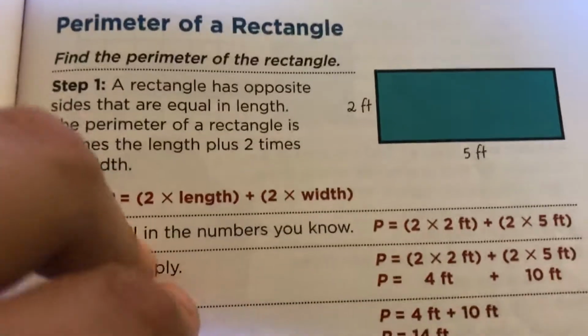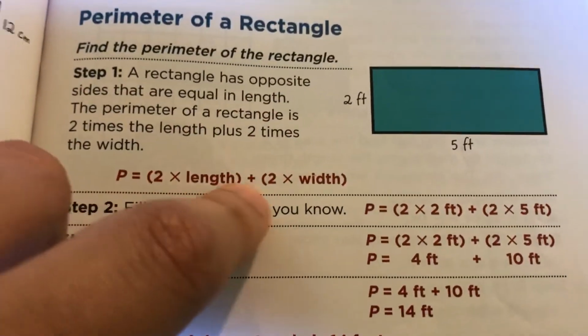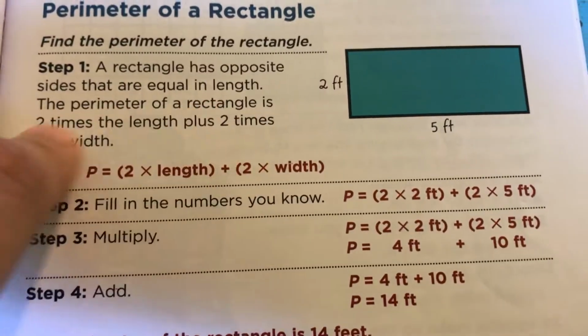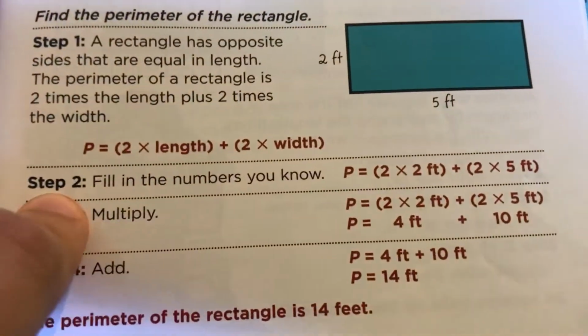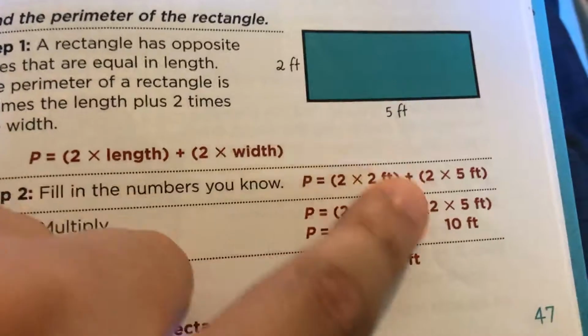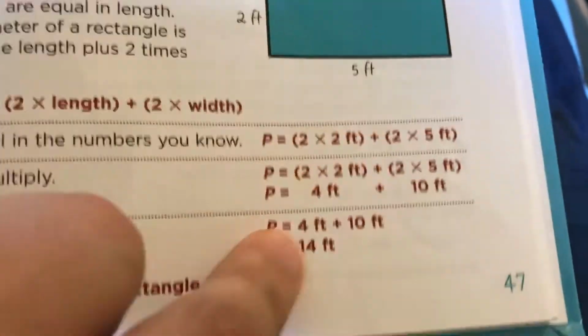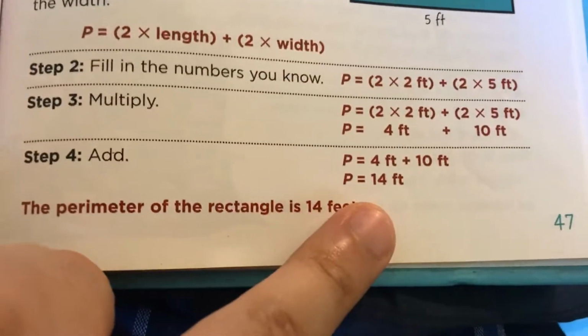Perimeter of a rectangle. Okay, P equals 2 times length plus 2 times width. A rectangle has opposite sides that are equal in length. The perimeter of a rectangle is 2 times the length plus 2 times the width. Fill in the numbers you know. Okay, the length would be 2 and the width is 5. Plug it in. Okay, we get 14. The perimeter is 14 feet.